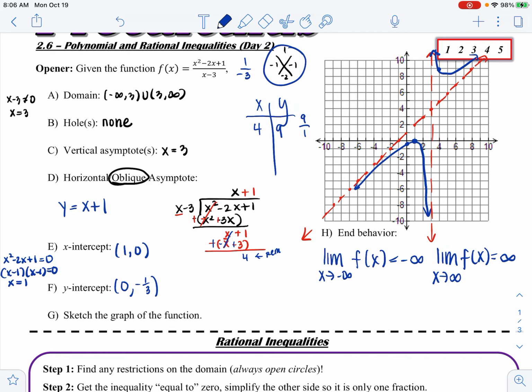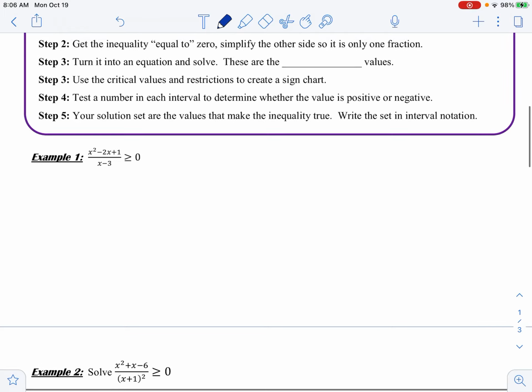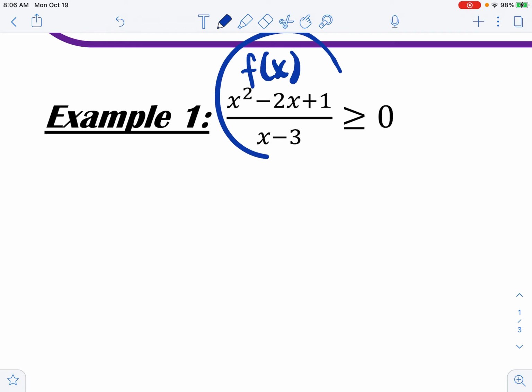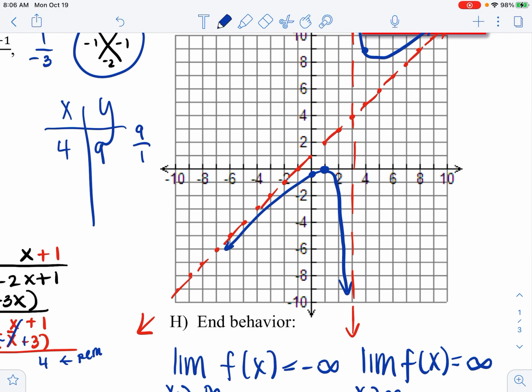All right, and there's the opener. So just like in 2.6 day 1, the opener's there for a reason, okay? What we're talking about next is rational inequalities. So if you look, this looks almost exactly like this was my function right here in the first problem. Graph that, right? Okay. So we're going to say, I want to know where the function is greater than or equal to 0.